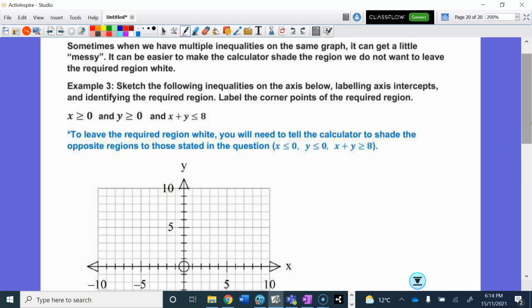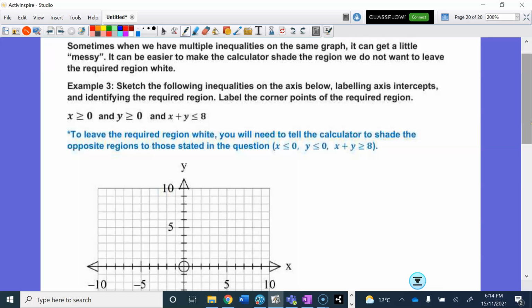white. The calculator by default shades the required region, no question. So with something like this where I've got 3 regions to overlap, I want to tell the calculator to shade the opposite, to shade everything that I don't want. Then what happens is that it leaves my required region white, which is much, much, much easier to see.